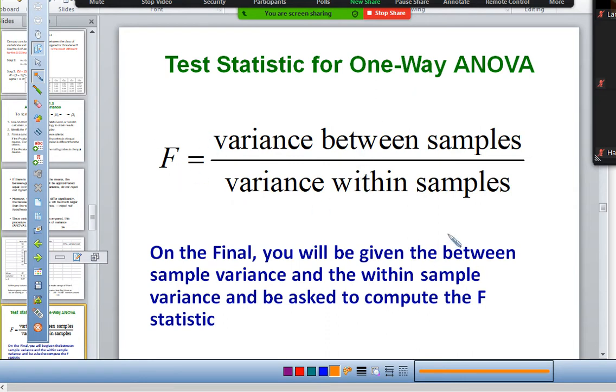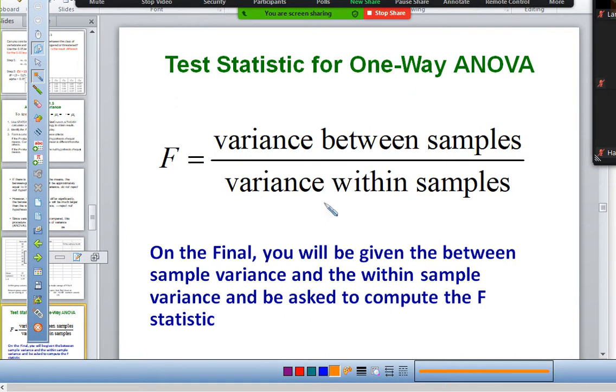So on the final exam, you're going to be given a between group variance or between sample variance, and a within sample variance or within group variance. I might call it either one of those, or I might call it variance between. I might call it any one of those things, right? Variance within samples, within sample variance, within group variance, variance within groups. Those are all the same thing.